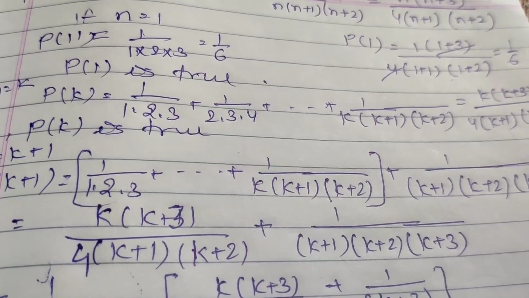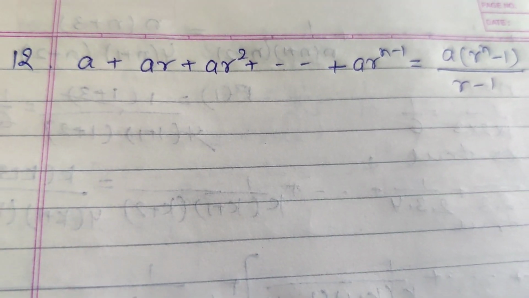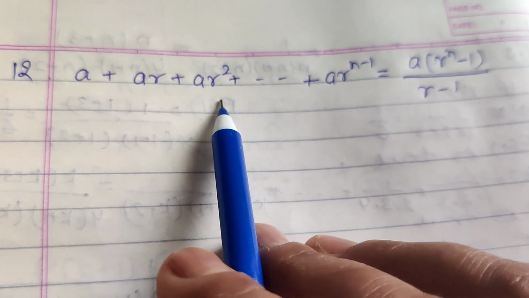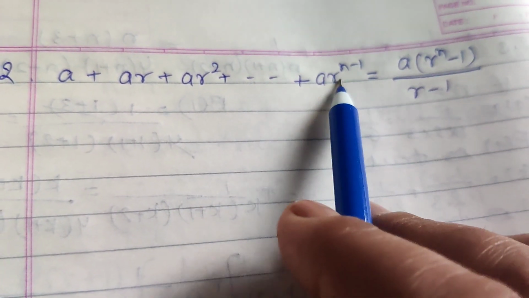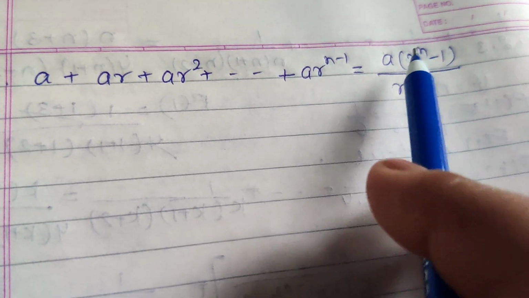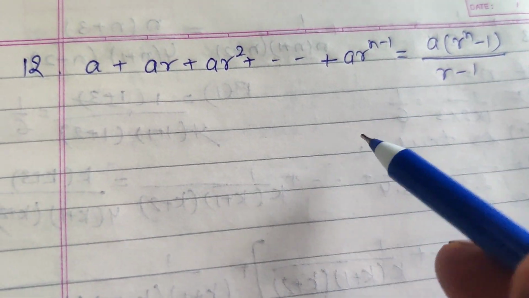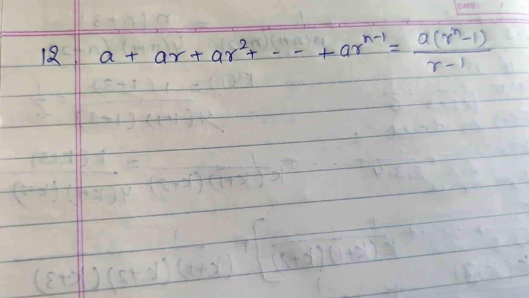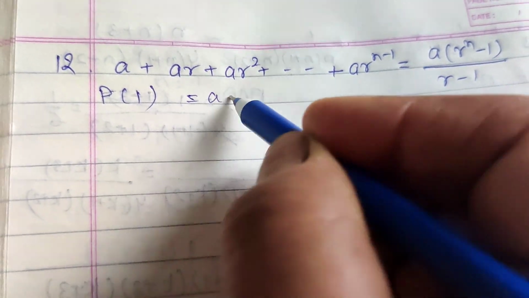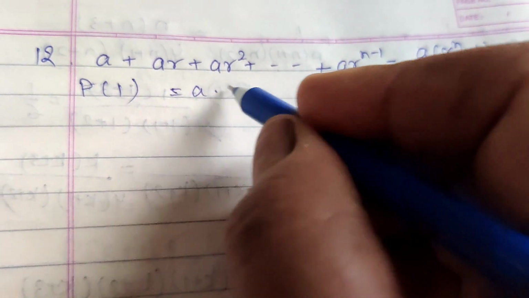Now question number 12. The question is a + ar + ar^2 + ... + ar^(n-1) = a(r^n - 1)/(r - 1). This is a geometrical progression. Now we have to prove it is true for all values of natural number n. Okay, just take the first term equal to a. This is the LHS.